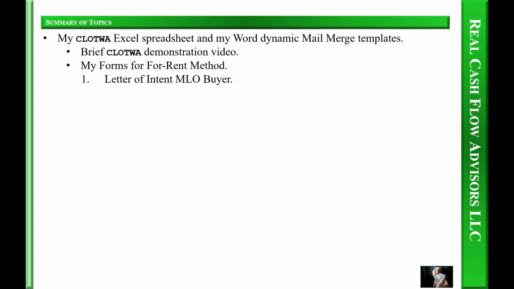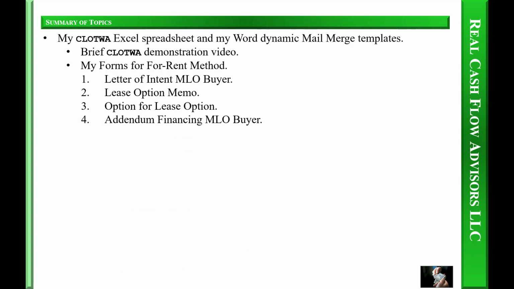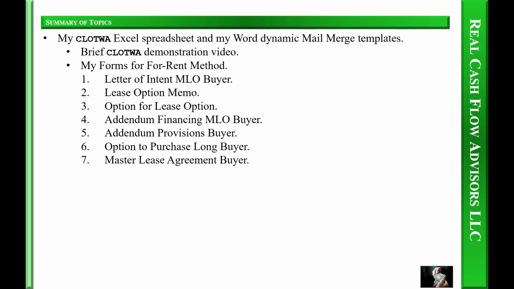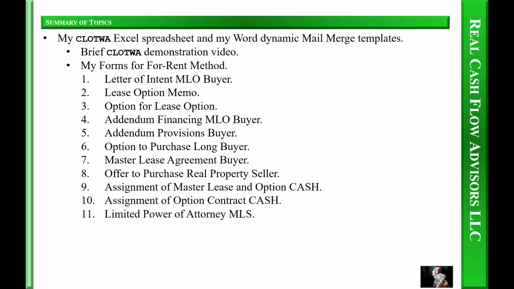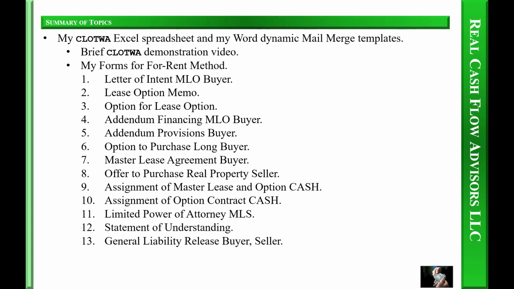My forms for the For Rent method. Letter of intent, master lease option buyer, lease option memo, option for lease option, addendum financing MLO buyer, addendum provisions buyer, option to purchase long buyer, master lease agreement buyer, offer to purchase real property seller, assignment of master lease and option for cash, assignment of option contract for cash, limited power of attorney multiple listing service MLS, statement of understanding, general liability release from the buyer and the seller.